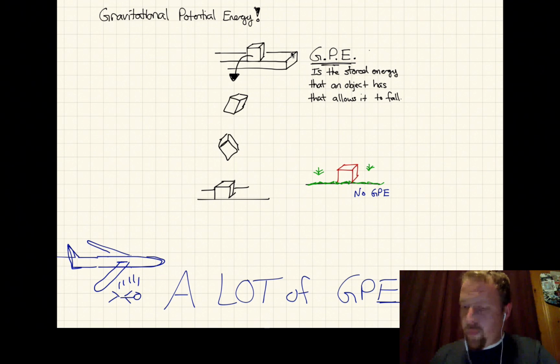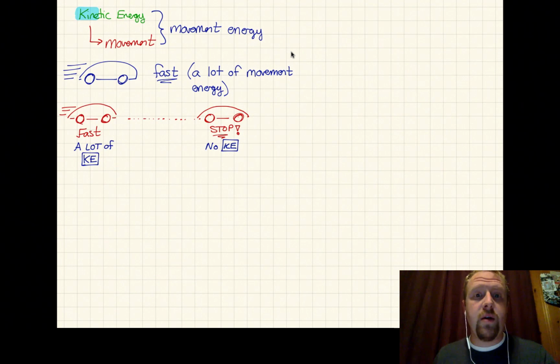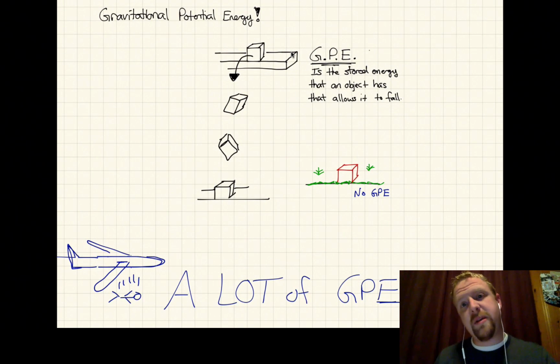Okay, so we're trying to tie two ideas here. You'll notice I've used some same words. Okay, no energy, a lot of energy. For kinetic energy, you have a lot of energy if you're moving fast. And if you're not moving, you have no kinetic energy. For gravitational potential energy, you have a lot of energy if you have the ability to fall a long ways. So this means that the higher you are, the more energy you have. That's a really important idea.